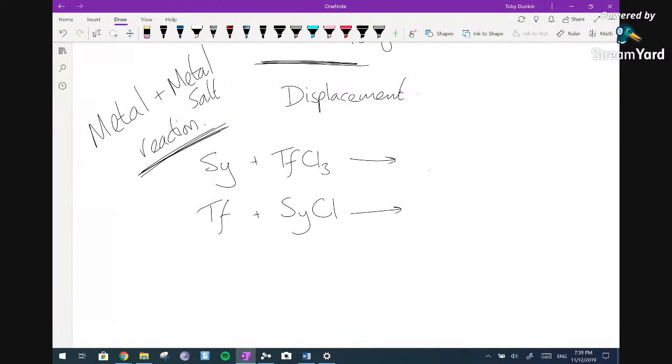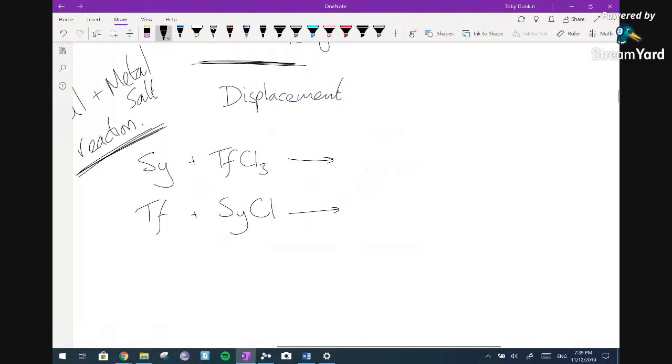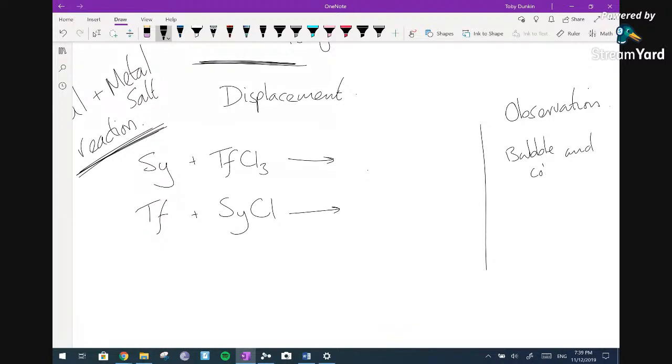So in this case, rather than giving the equation first, we can give the observation and then complete the equation as a result of that. Observation of these two reactions: bubbles and color change. No change.